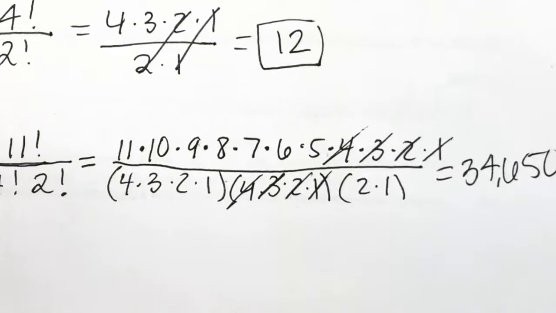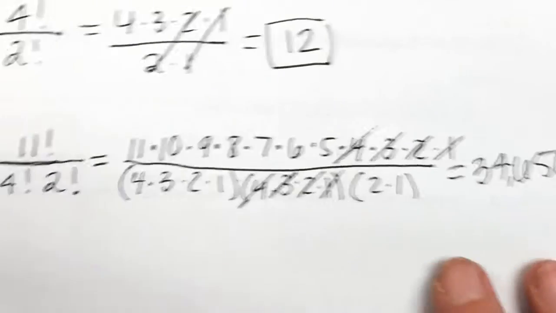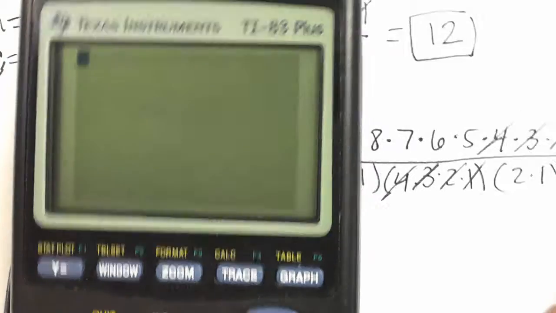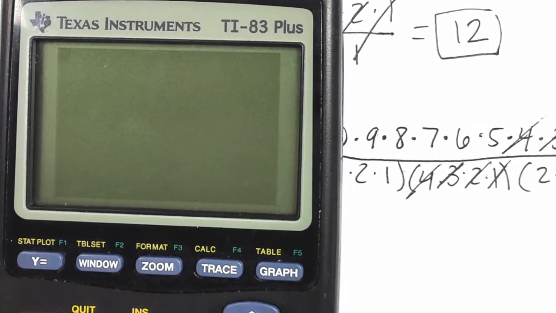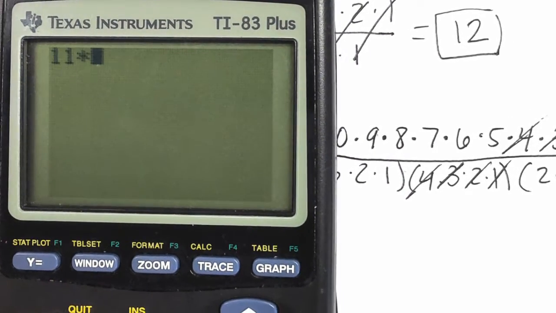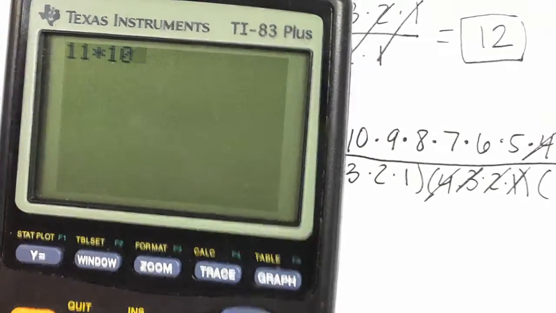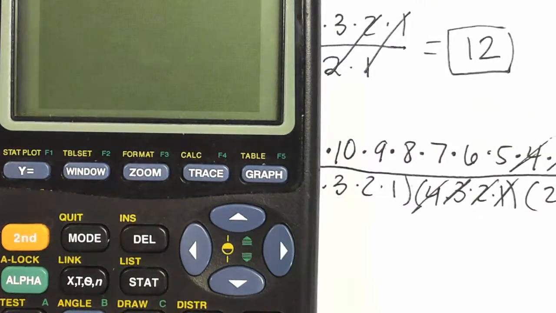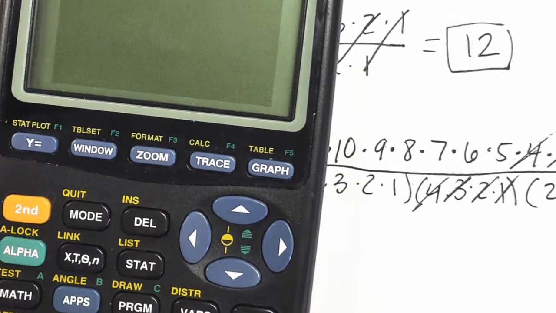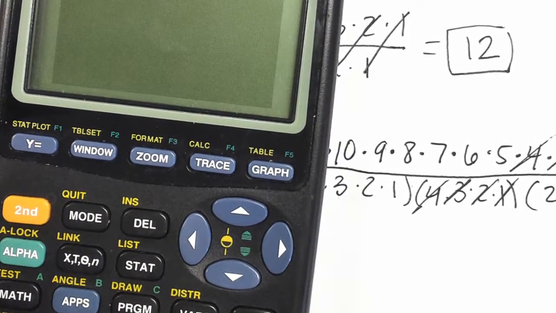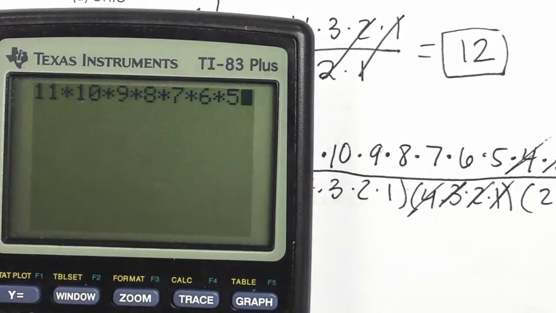All right, clear your calculators. Clear them. And can everybody see mine okay? Yes. All right, so type in 11 times 10. Times 9, times 8, times 7, times 6, times 5. Everybody right there? Hit enter.